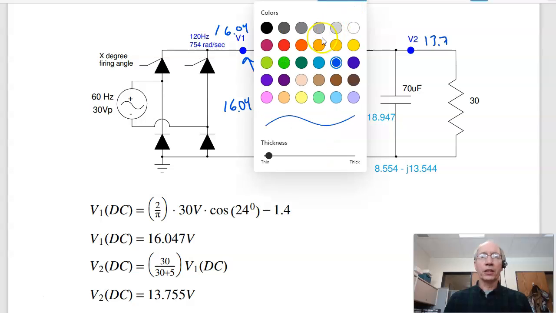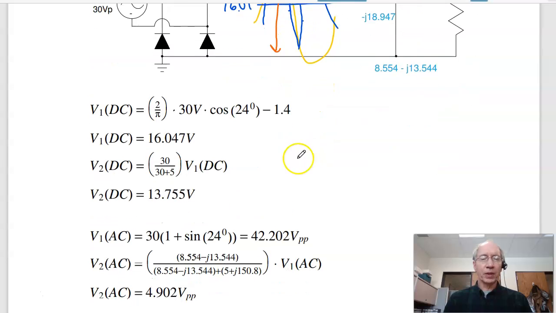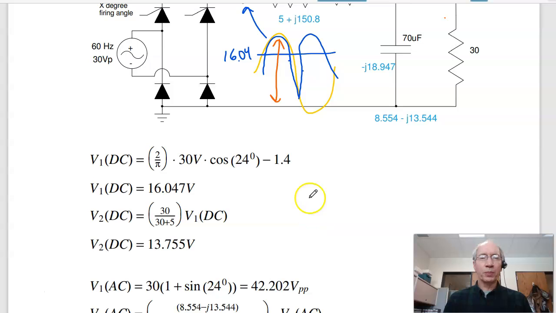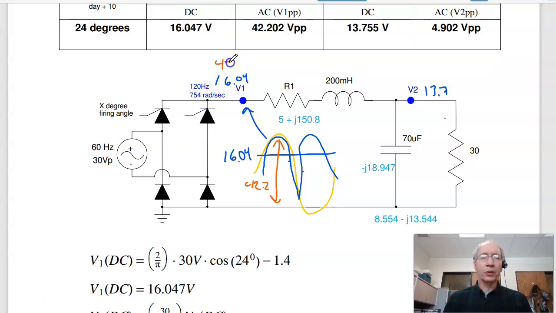For AC voltage, let's do AC in red. The AC voltage roughly is this part. It's the peak-to-peak voltage. That'll be the peak going past 180 down to here, 24 degrees past peak. That gives you 42.2 volts peak-to-peak. So this is 42.2 volts peak-to-peak. That's the AC voltage.